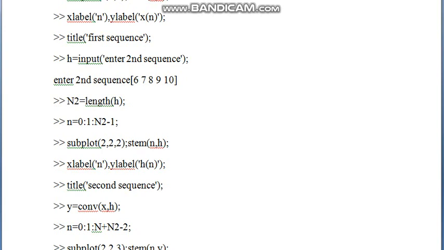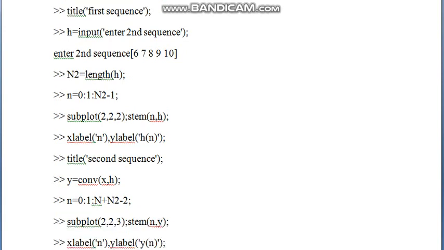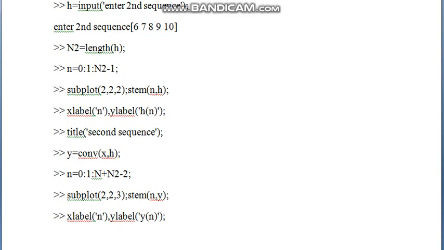Now, I will draw this sequence in the second position. So, subplot(2,2,2), and the command used for plotting will be stem(n,h). For labeling the x and y axis, xlabel n and ylabel h[n]. The title given will be second sequence. Now, I already know the two sequences x[n] and h[n]. Now, I will find out the linear convolution, which will be represented by y.